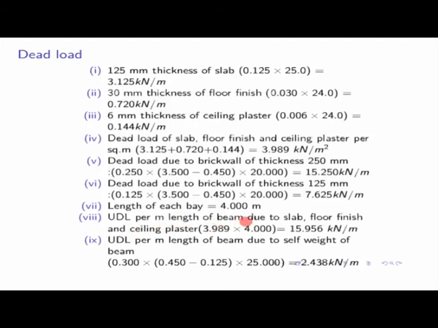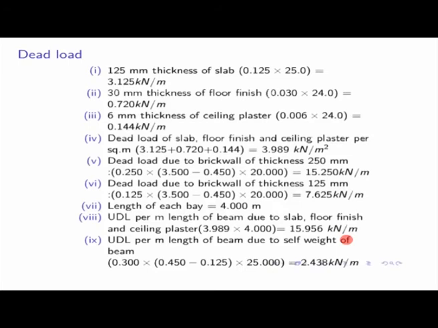Now UDL per meter length of beam due to slab, floor finish and ceiling plaster, you can get that particular one here. UDL per meter length of beam due to self weight of beam is coming as 2.438 kilonewton per meter. So this is 15.956, and the self weight you are getting here is 2.438 kilonewton per meter. If somebody takes say 3 kilonewton per meter for the self weight, that is the engineering judgment you are considering.